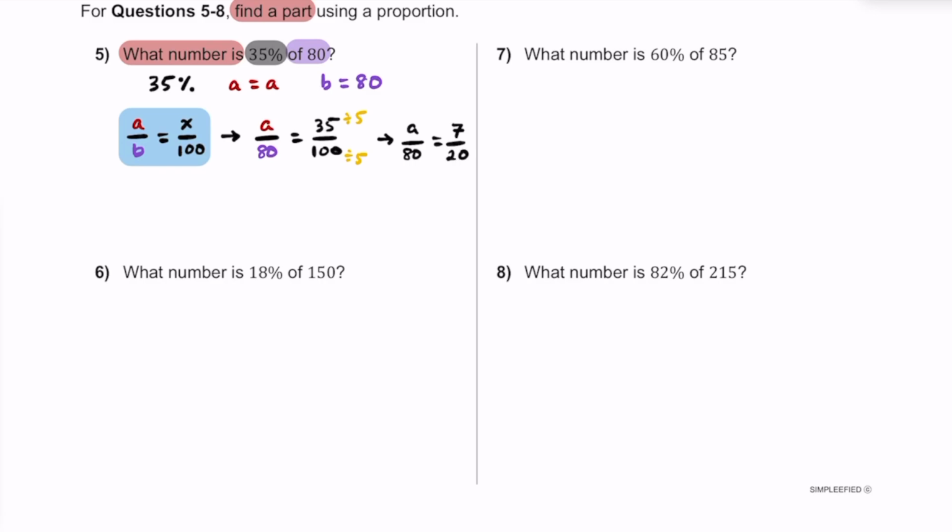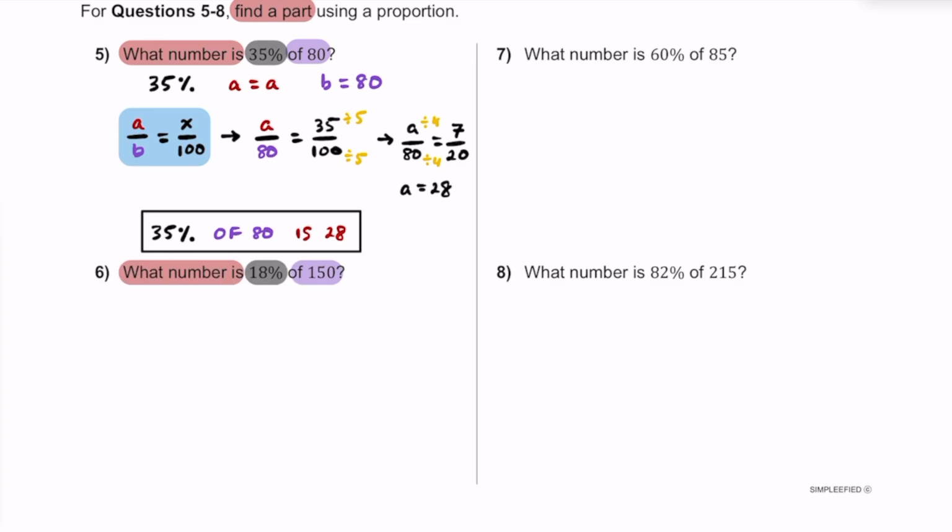All right, now hopefully this makes sense, but if we have 80 divided by 4, that's 20 exactly. So a divided by 4 would be 7. If a divided by 4 is 7, then that must mean that a is 7 times 4, which is 28. So we can conclude that 35% of 80 is 28. All right, let's try another one.